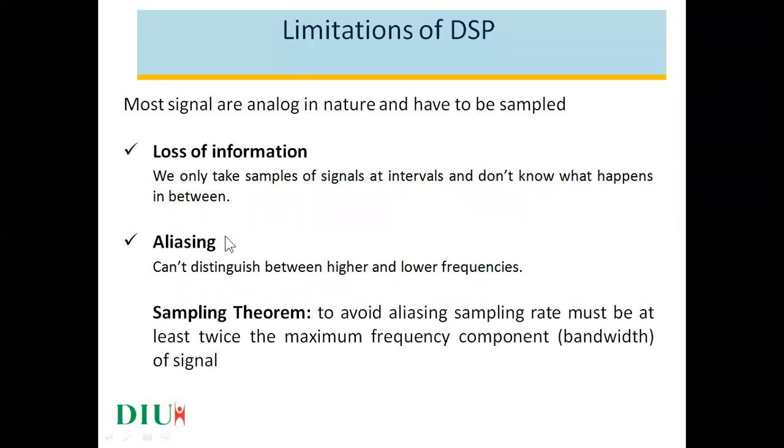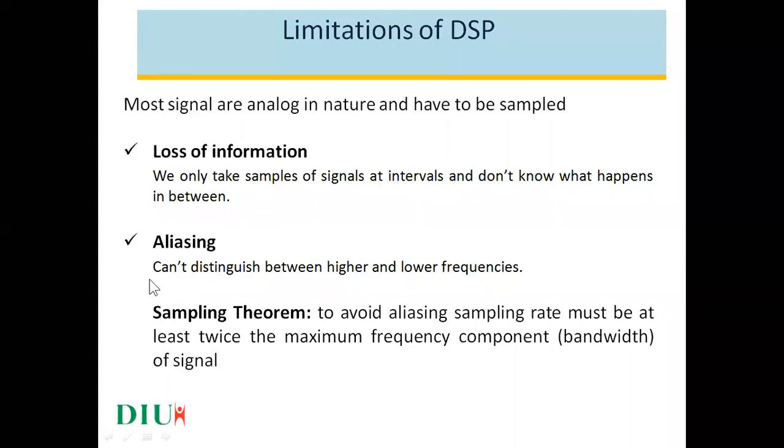Okay, and the second problem or limitation in DSP is aliasing. The meaning of aliasing is overlapping of the signals on each other, or you can say distinguishing between the higher frequencies and the lower frequencies is not possible in the conversion mechanism. Sometimes the signal or the samples will overlap on each other. That is the reason, to avoid aliasing, we make use of the sampling theorem.